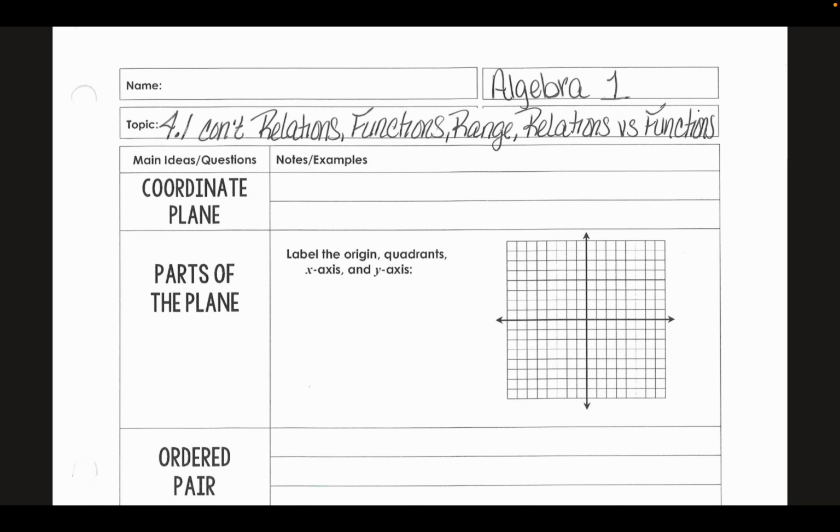Welcome everybody to Algebra 1, Section 4.1. Today we're going to talk about relations, functions, the difference between the two, domain and range as well.